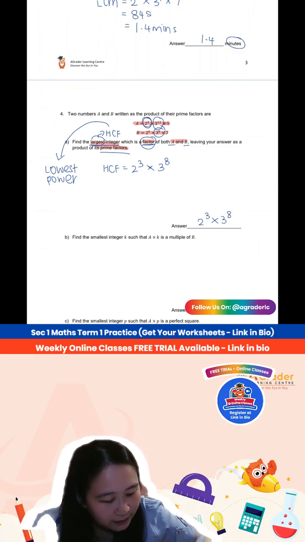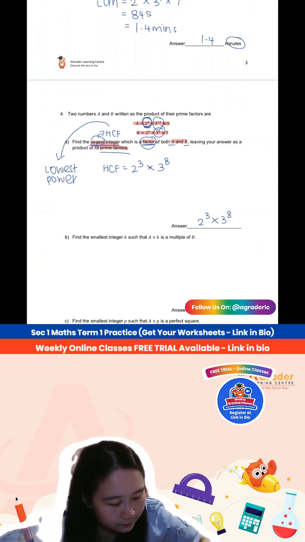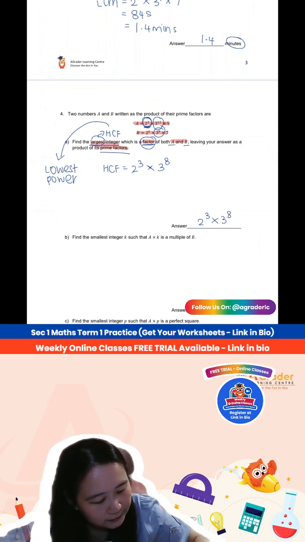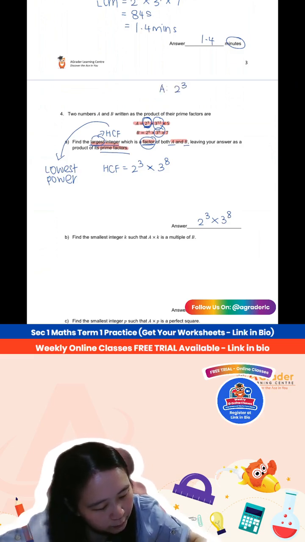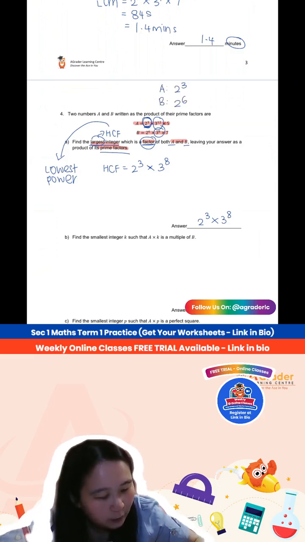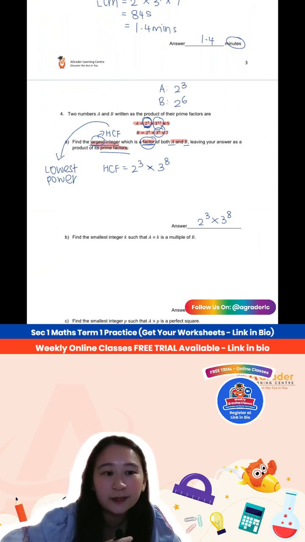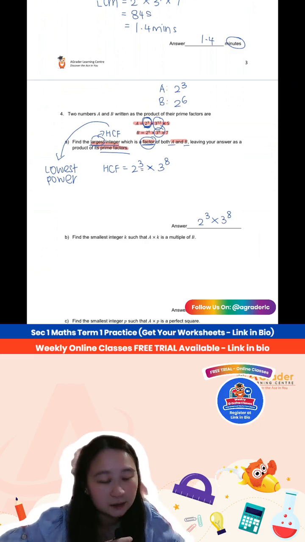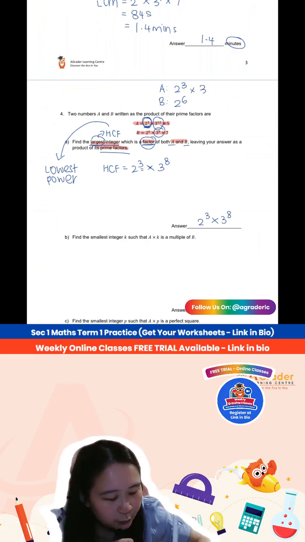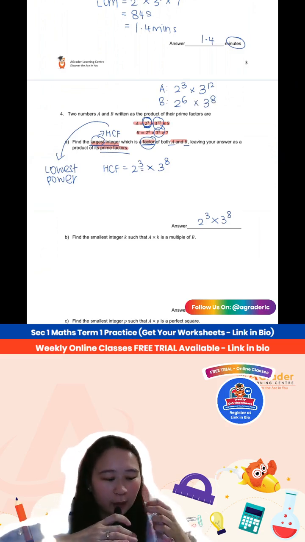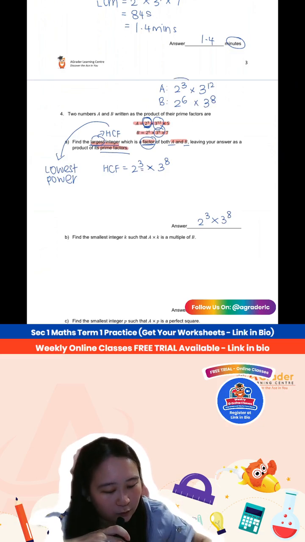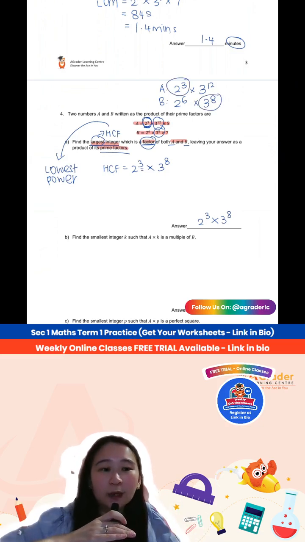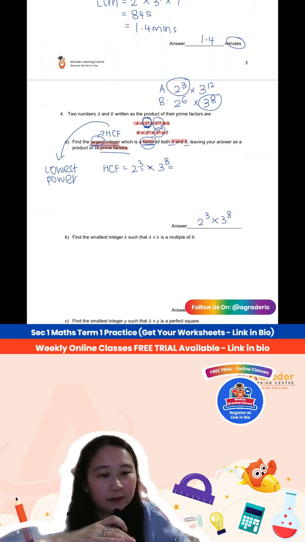So this one has at least 2 power 3, right? For A we have 2 power 3, B we have 2 power 6. So the lowest power is 3, right? So to find HCF, we take the lowest power here. Then for base 3, when we're comparing base 3, we have 3 power 8 and 3 power 12. So 3 power 8 is the lowest power. That's why we take 3 power 8.